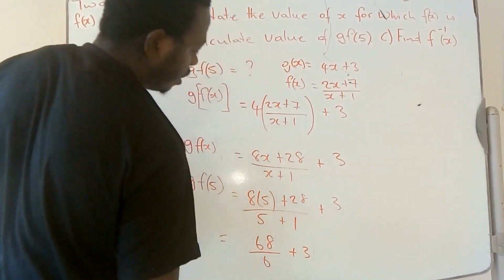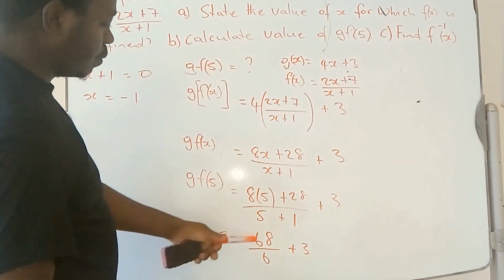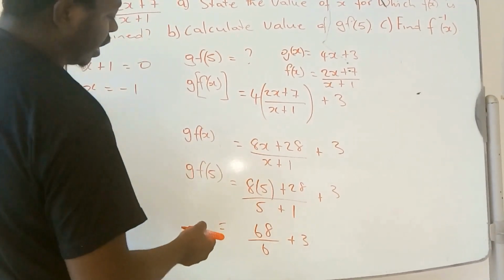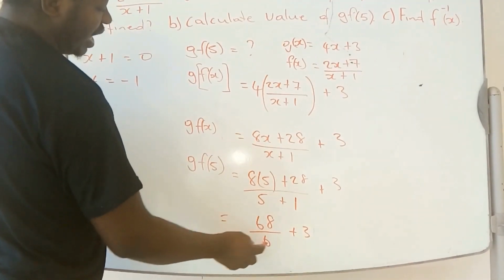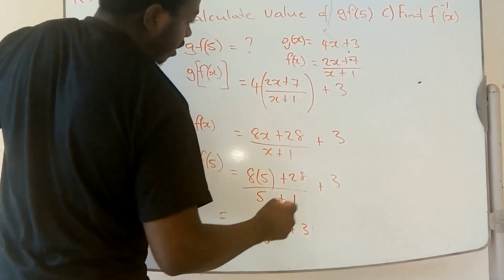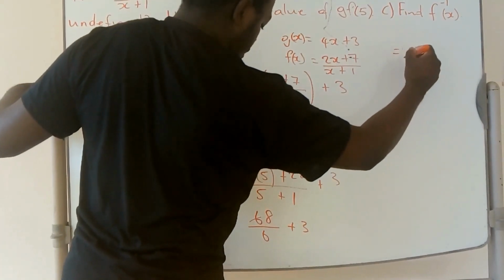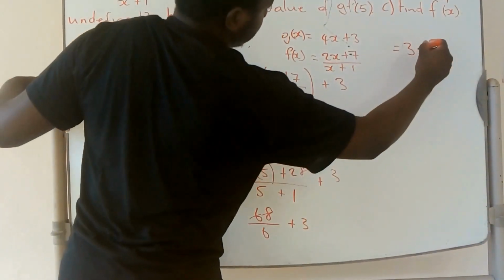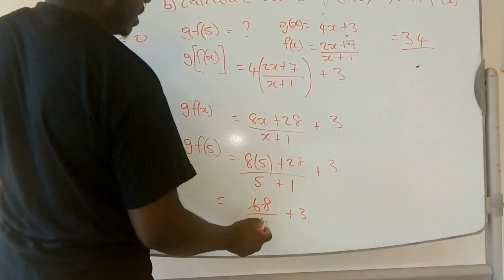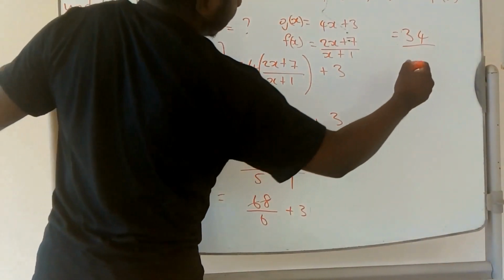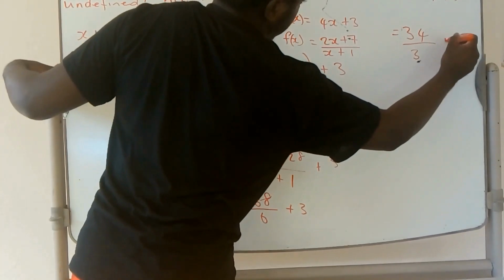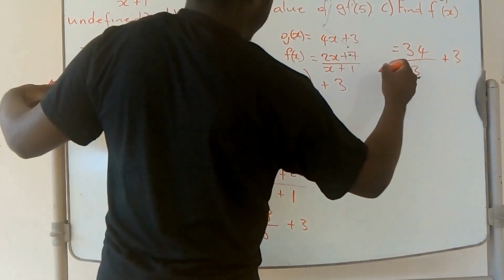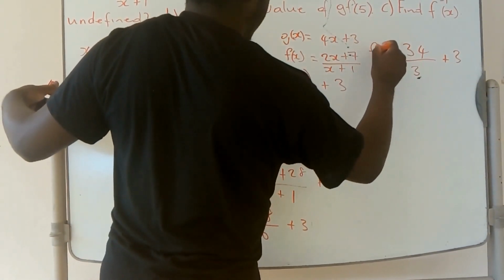Plus 3. Now we could simplify 68 over 6, we could reduce that. We could divide both terms by 2. So if we divide 6 by 2, that is equal to 3. Divide 68 by 2, that gives us 34. Divide 6 by 2, that gives us 3. Plus our 3 here. So we know that all of this is just f of g of 5.